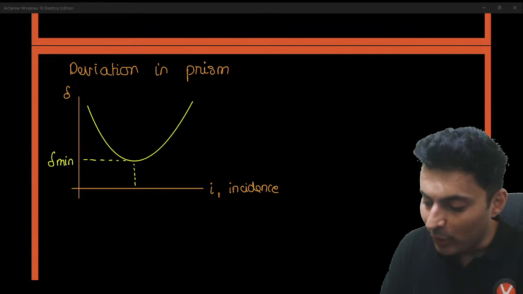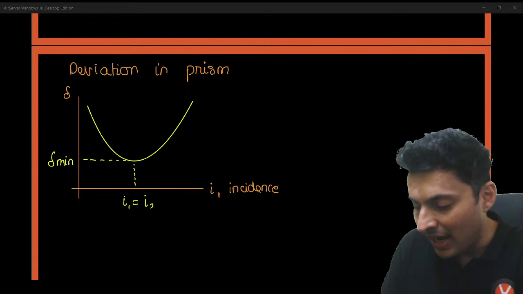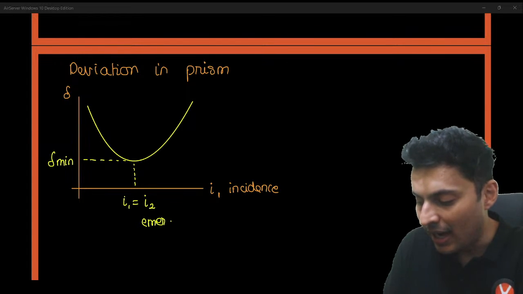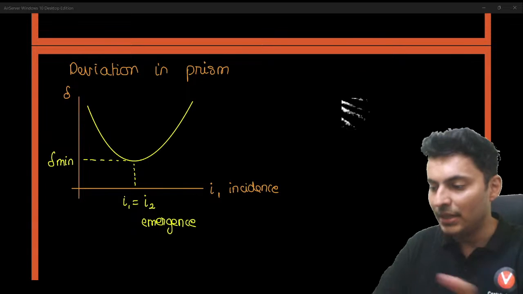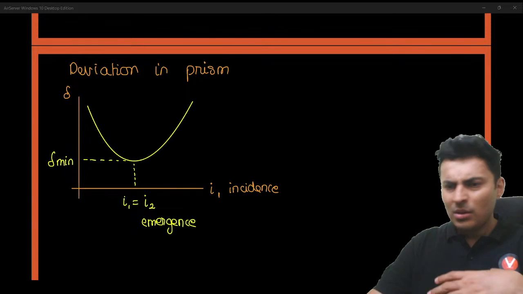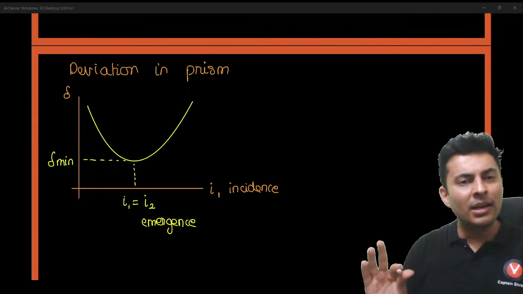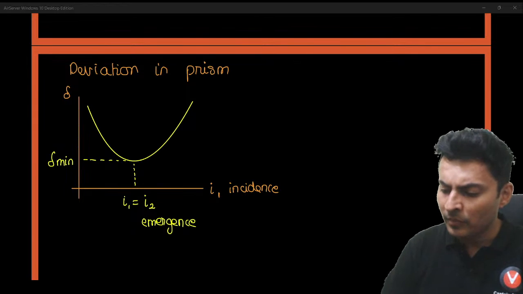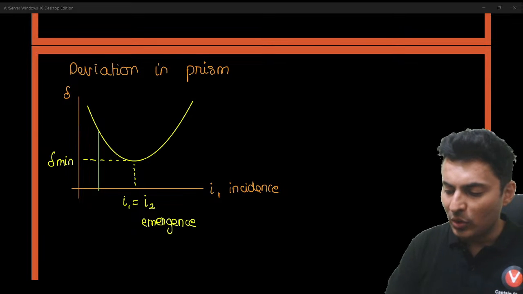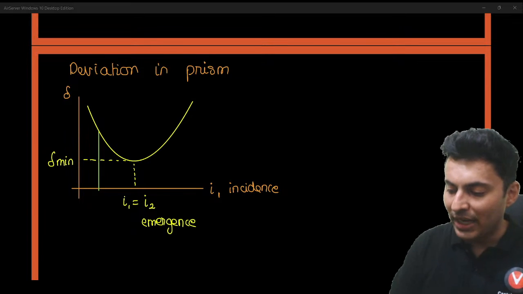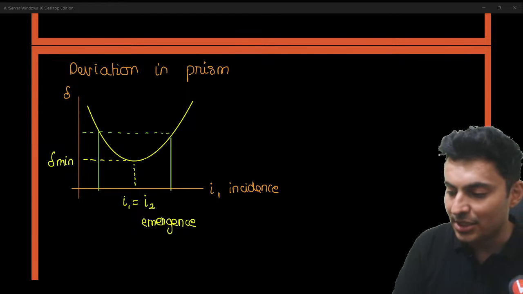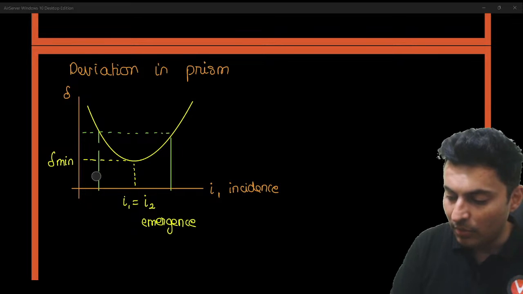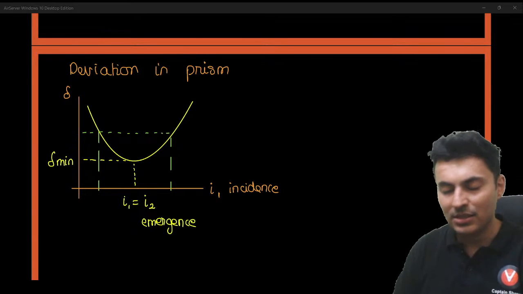This happens when the angle of incidence equals the angle of emergence. Then the deviation is minimum. It is also found for most angles which are close enough to the minimum deviation. You will see the graph is symmetric. If you go some units here, and then go the exact same units on the other side, you will also find the same amount of deviation on either side.